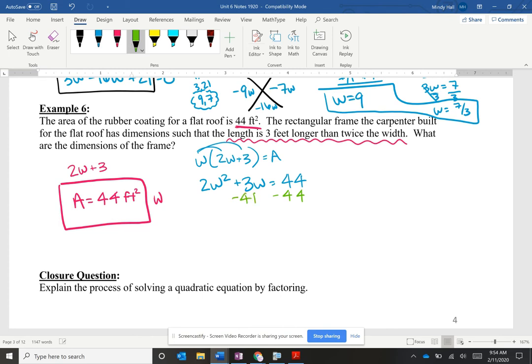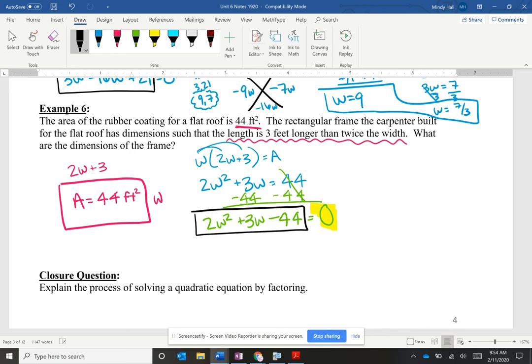So we're going to be subtracting 44. That gives us 2w squared plus 3w minus 44 equals 0. Again, 0 is our magical thing that we're trying to get to. So now we have to factor this side of it. So you draw your box and your x, and that would give us 2w squared and negative 44. And when you multiply that, that would be negative 88. And we're going to have 3w in the bottom.